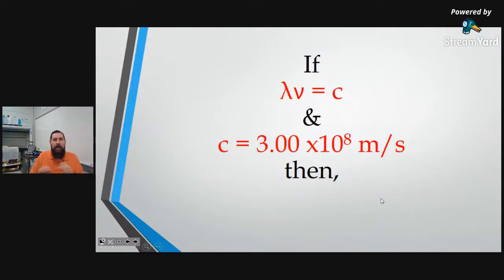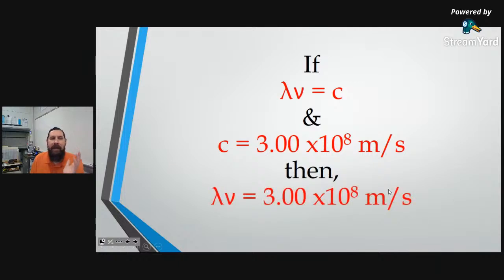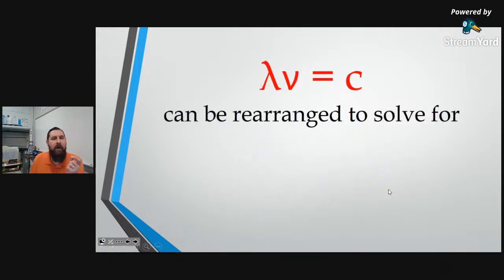So here's what we get. If lambda nu equals c, and c always equals this 3.0 times 10 to the 8th meters per second, then lambda nu always has to equal 3.0 times 10 to the 8th meters per second. And we can rearrange this equation depending on what we want to solve for. For example, if we are given wavelength and we want to solve for frequency, we can rearrange it by dividing both sides by frequency. If we're given frequency and asked for wavelength, then we can solve for wavelength by dividing both sides again to get what we're solving for on its own.